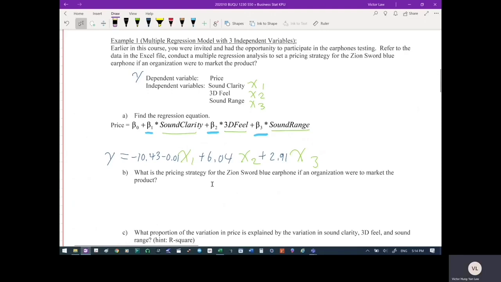And then part B, what is the pricing strategy for the SoundSword Blue earphone if an organization were to market the product? So if an organization were to market the SoundSword Blue earphone, how much would they sell it for? What we need here is to find out what the X1, X2, and X3 are for the SoundSword Blue earphone, and then we substitute those values into the equation to solve for Y, to solve for the price.